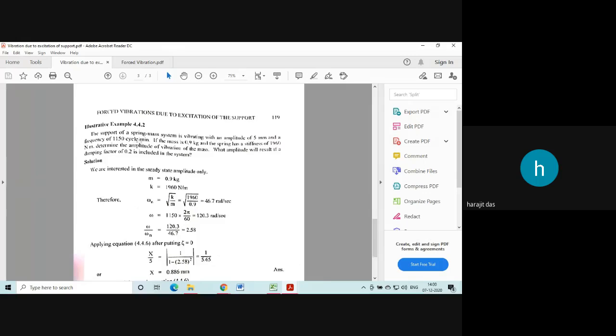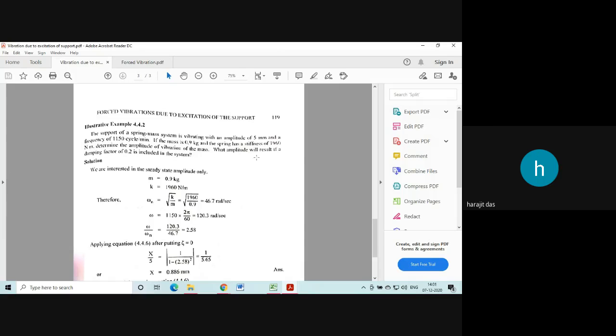And we have the frequency in omega, in radian per second, so we need to convert this N term. This is capital N actually. If the mass is 0.9 kg, the spring stiffness K is given as 1960 Newton per meter. Determine the amplitude of vibration of the mass, so we need to find capital X. And what amplitude will result if a damping factor of 0.2 is included in the system?